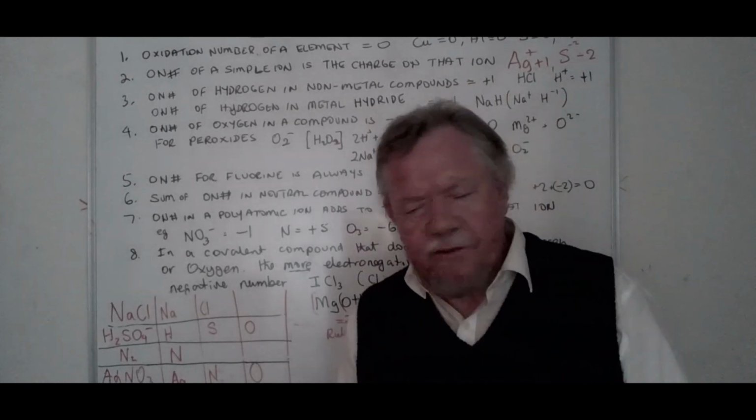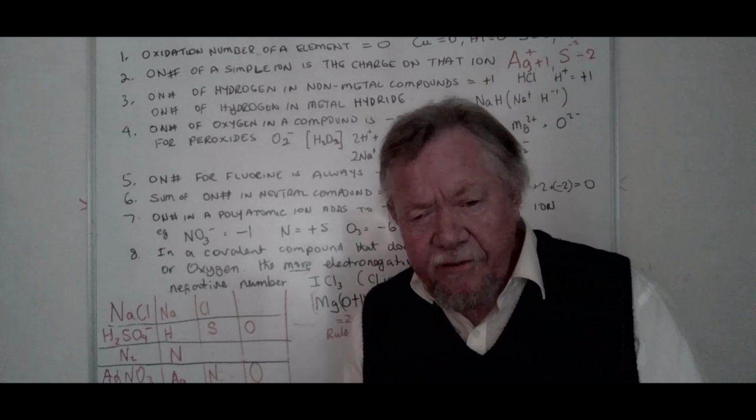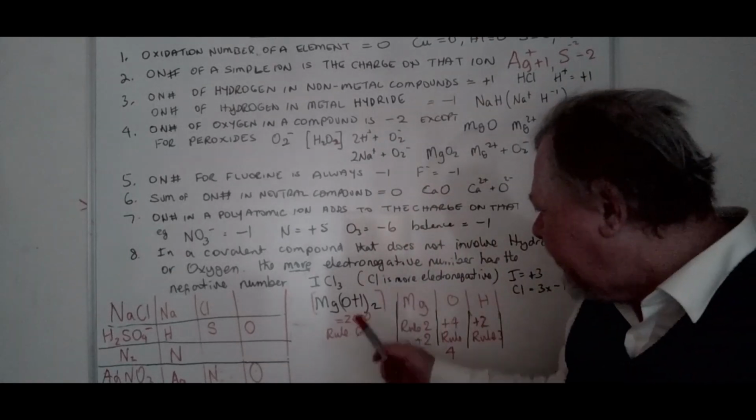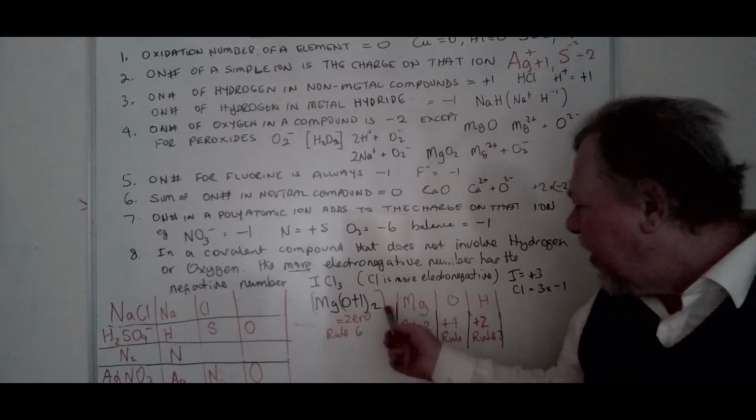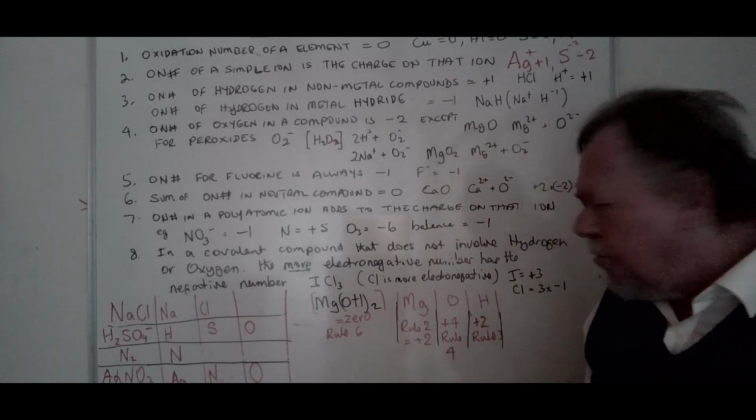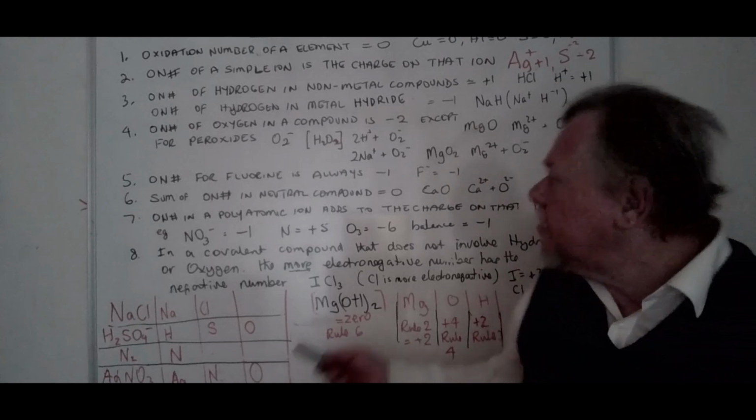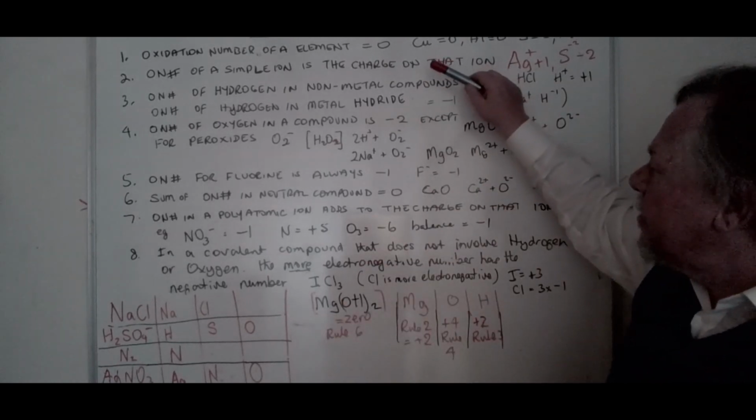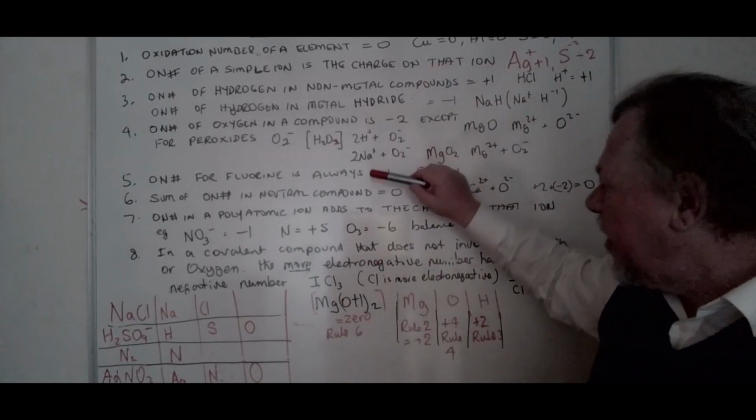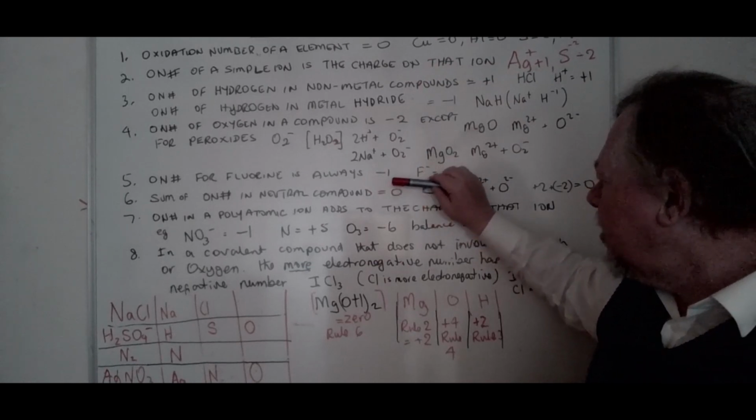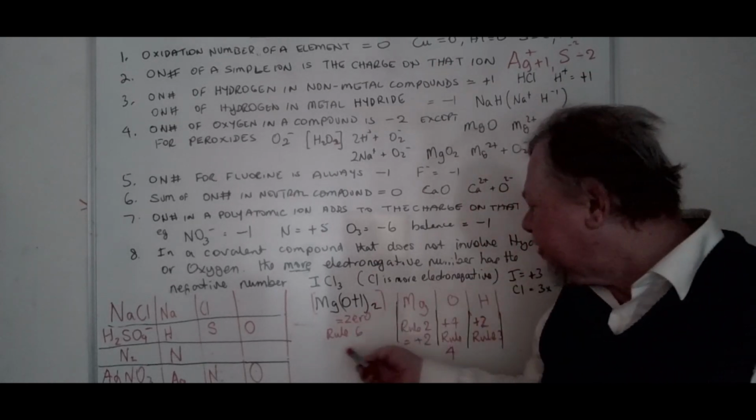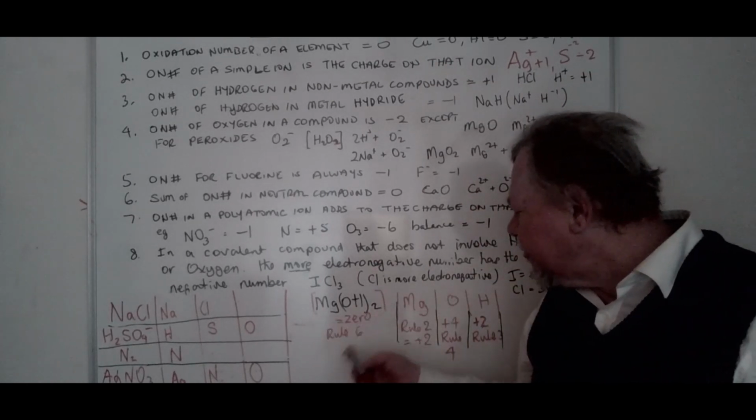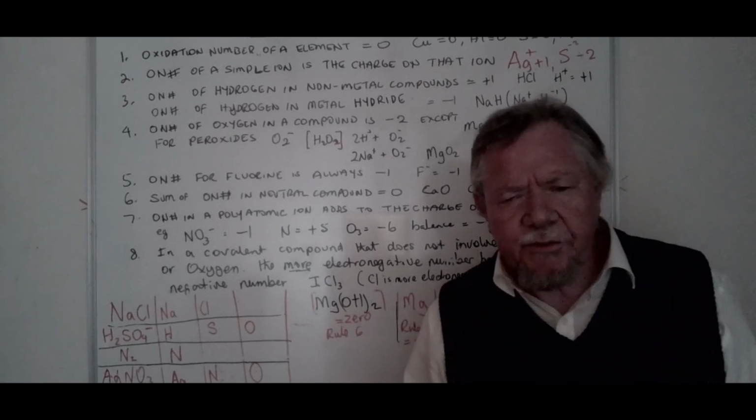Now let's have a look at a particular example, and I've got an example here of magnesium hydroxide. Let's have a look at magnesium hydroxide, Mg(OH)2. According to the rule, the sum of any neutral compound is 0, so rule number 6. This satisfies rule number 6, so the whole lot is equal to 0.